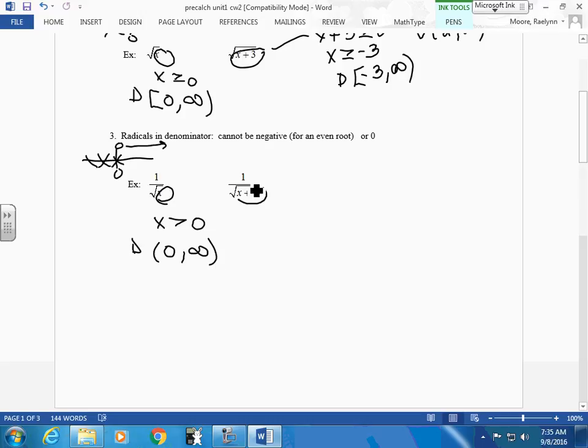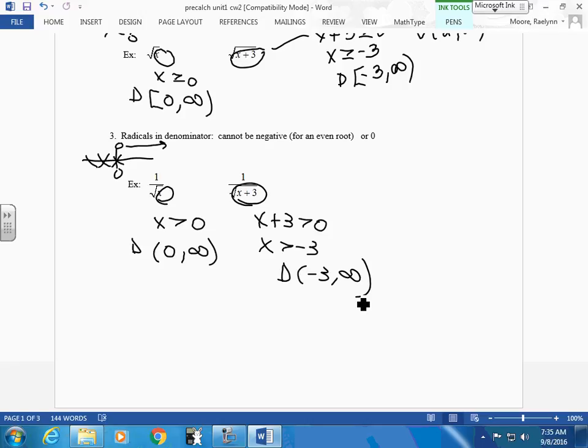This one, same process. Just set it greater than 0. Cannot be equal to 0. Negative 3 to infinity. Good. Okay. 3 basic domain restrictions. They're going to follow us everywhere.